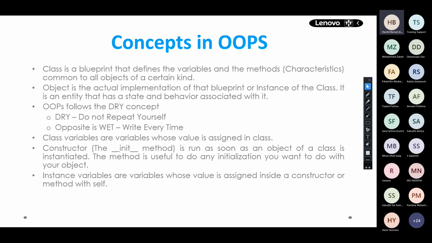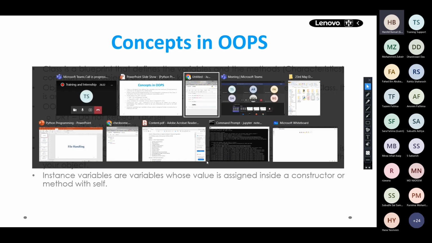Now, the third point, leave it for now. Fourth point: class variables are variables whose value is assigned in the class. So what I'm going to do is create a class first, in Python here.